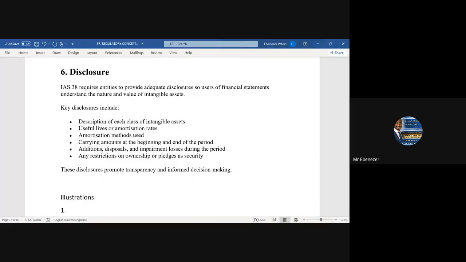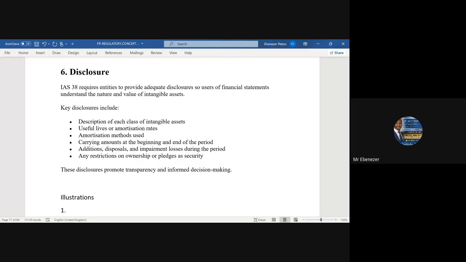Then the disclosures that are required. Number one, you must be able to disclose the class of your intangible asset. In other words, are they internally generated intangible assets or externally generated intangible assets? You must disclose it. Number two, the useful life or the amortization rate that is being applied. So understand equally, before I go further, that amortization is just like depreciation. But you can only depreciate tangible assets and amortize intangible assets. They are almost the same thing. They mean the same thing.